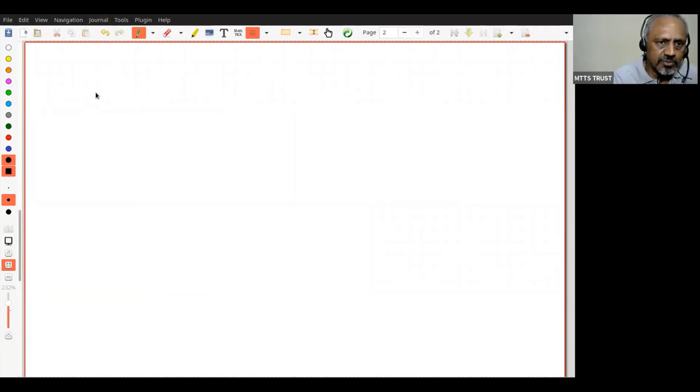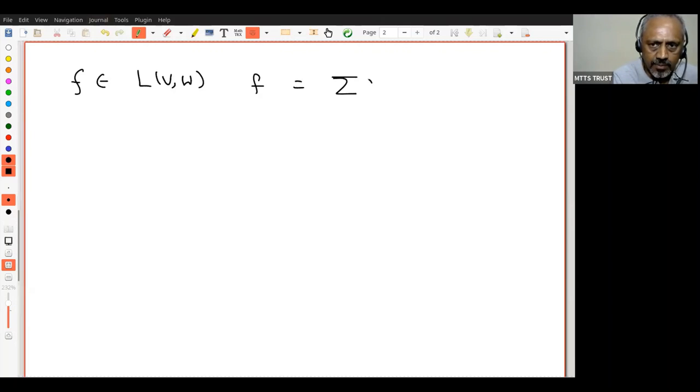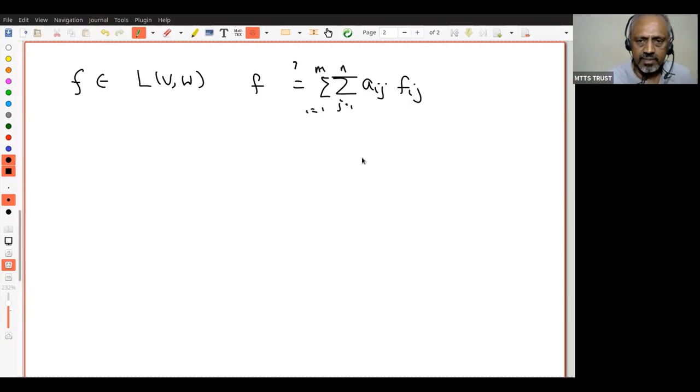I want to show it's a spanning set. What does that mean? If you give me any f in L(V, W), I should be able to write this as a sum of aij times Fij, where j runs from 1 to n and i runs from 1 to m. I have to check whether I can do that. Do you follow this? So we are going to work backwards.